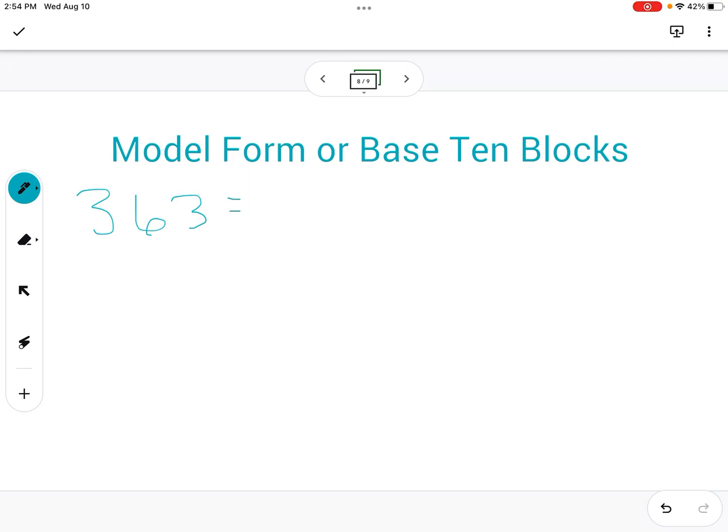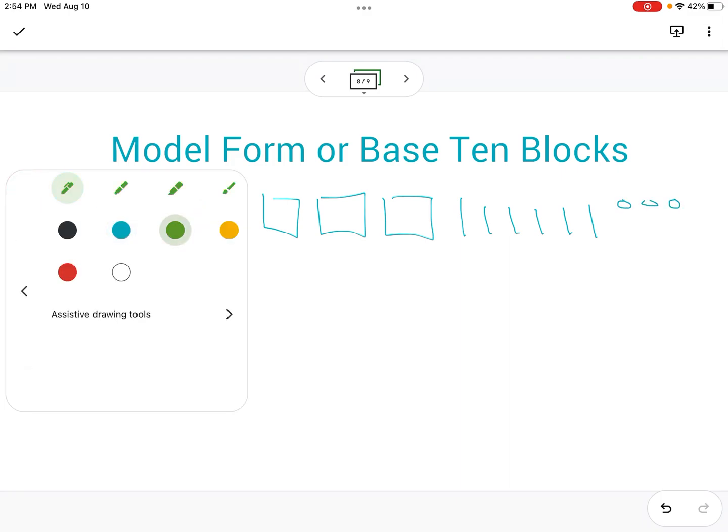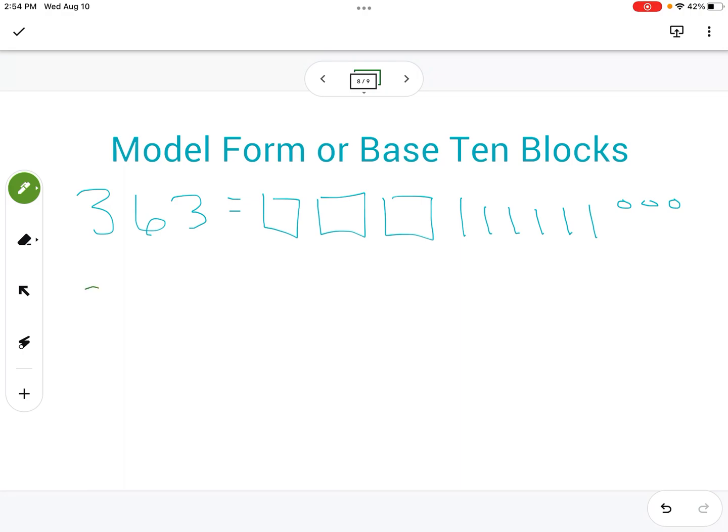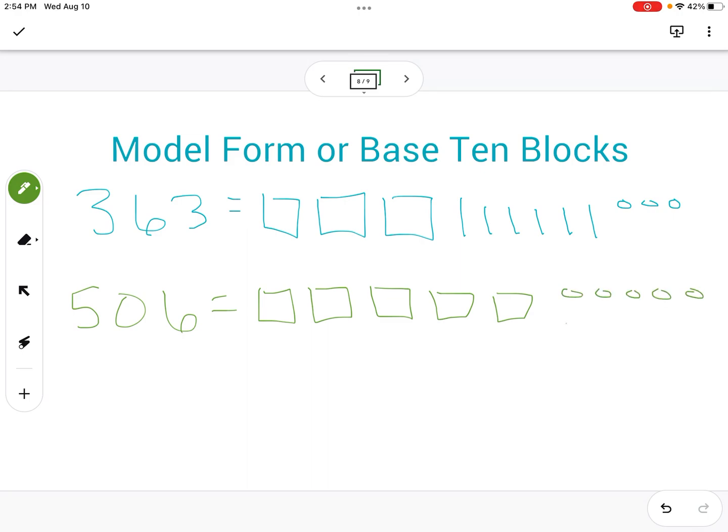So in drawing this number, I would have 3 hundreds, 6 10s, and 3 1s. To give you another example, if I had 506, I would have my 500s and then my 6 1s, just my 6 little circles. So it's just taking that number and showing each of the digits represented in the amount that they equal.